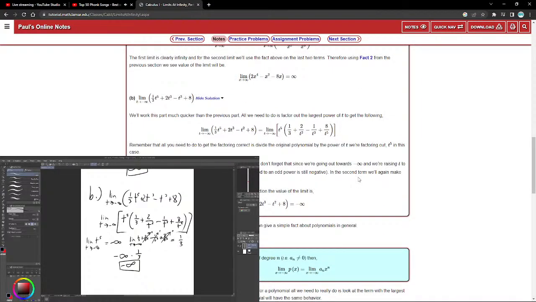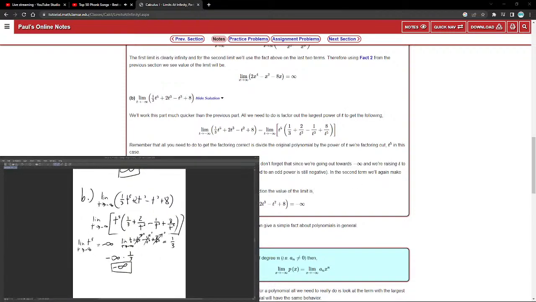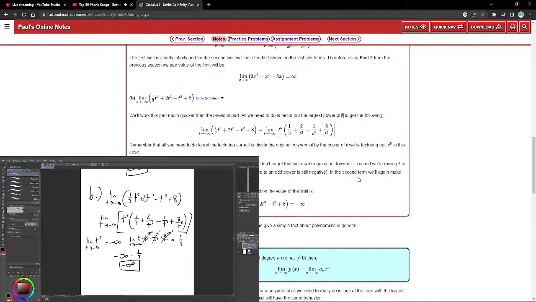We'll work this part much quicker than the previous part. All we need to do is factor out the largest power of t to get the following. Did I get the same thing? Seems like it. Remember that all you need to do to get the factoring correct is divide the original polynomial by the power of t we're factoring out. T to the power of 5 in this case.